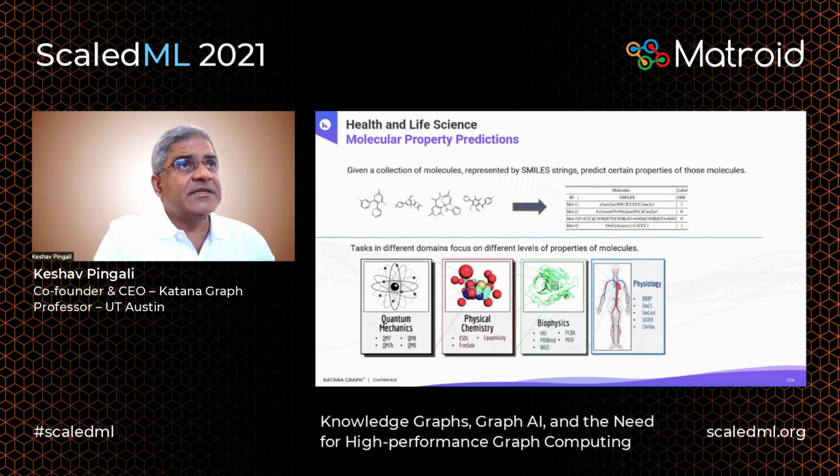Here's another use case that we're working on with a customer. This is molecular property prediction. The problem here is this: you're given a collection of molecules, such as the ones shown at the top left, and each molecule is labeled with certain properties. Now, these properties could be very different depending upon the task and the domain of interest.